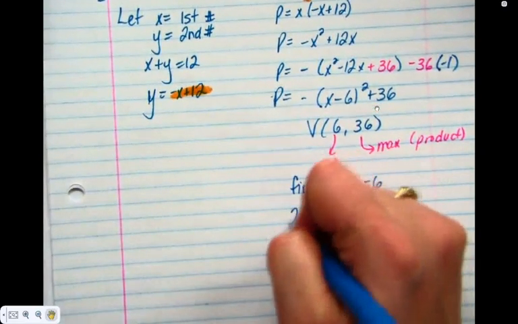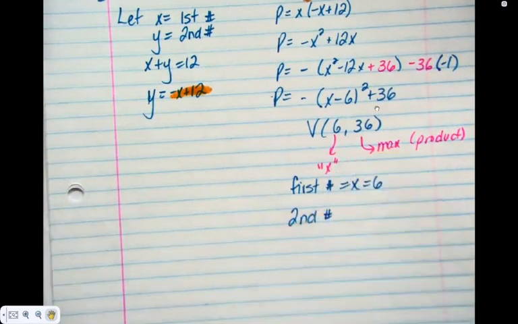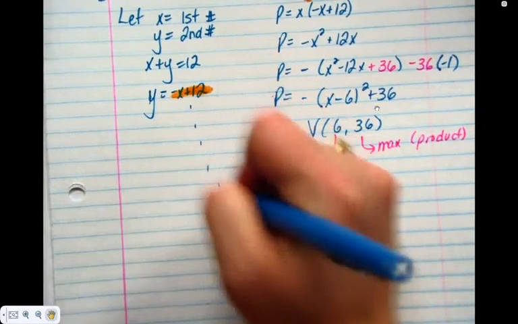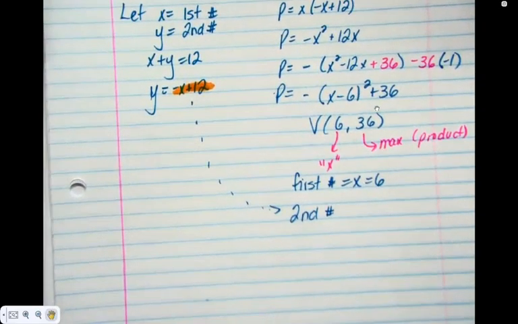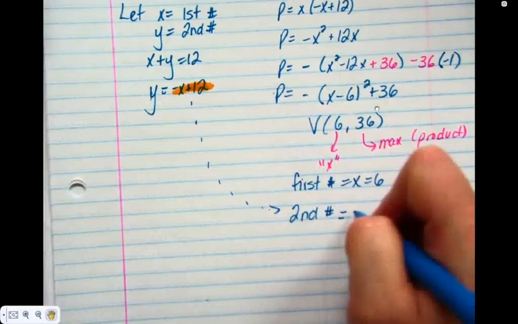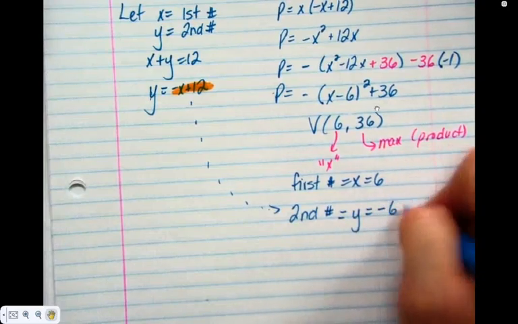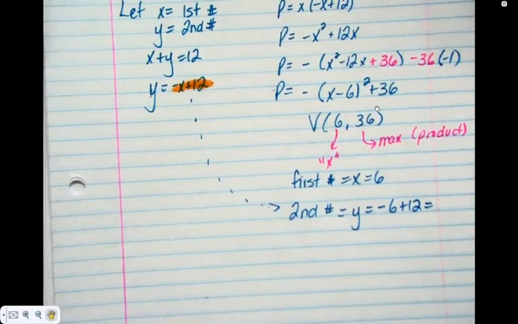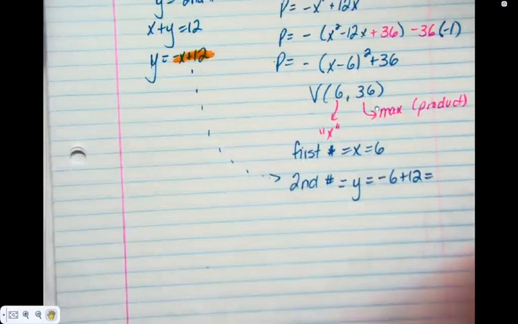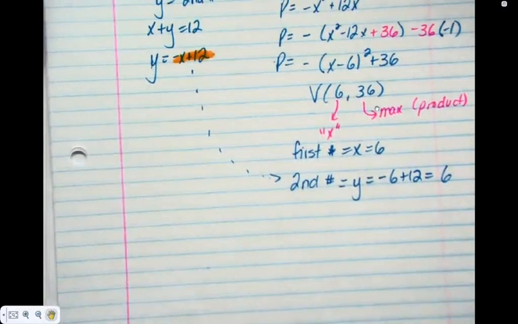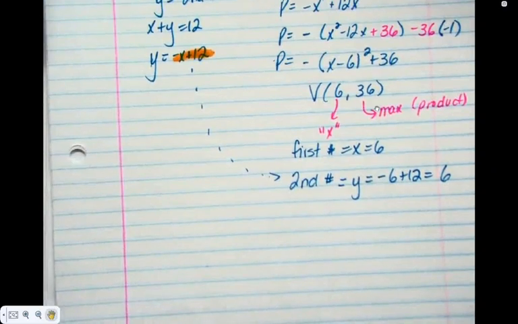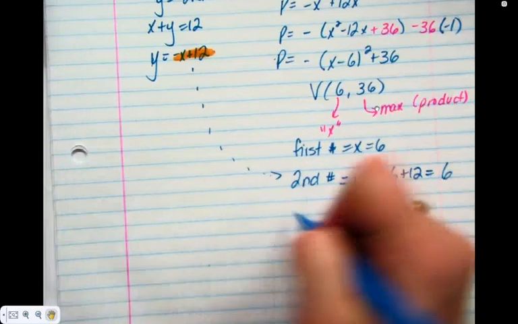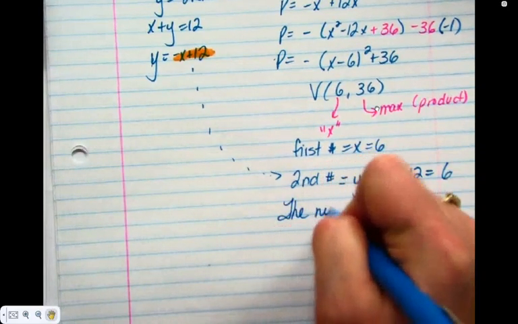How do I find the second number? Yeah, exactly what we did yesterday. I'm going to take my expression for y, sub in x. So this gives me negative 6 plus 12, which is 6. They won't always be the same number. That's just coincidental. Last step, just answer the question so it's really clear for the person marking. The numbers are 6 and 6.